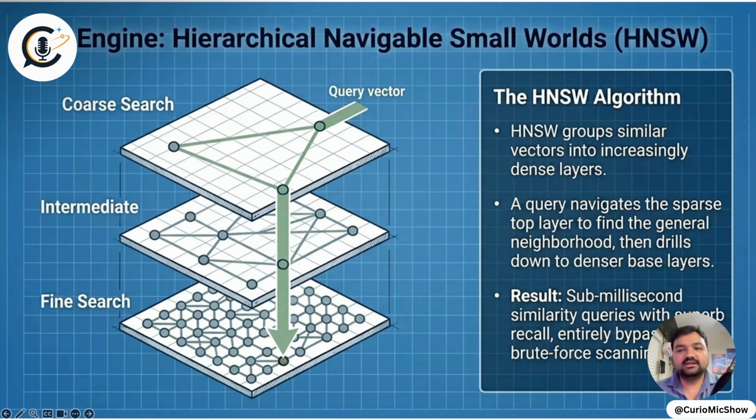It creates multiple graph layers, where the upper layers are sparse and help the search move quickly towards the right region. Then the algorithm drills down into the denser layers to find the nearest vector more precisely. This avoids brute force scanning. Instead of checking every single vector, HNSW navigates the graph intelligently. This is why HNSW can deliver fast similarity search even at massive scale.